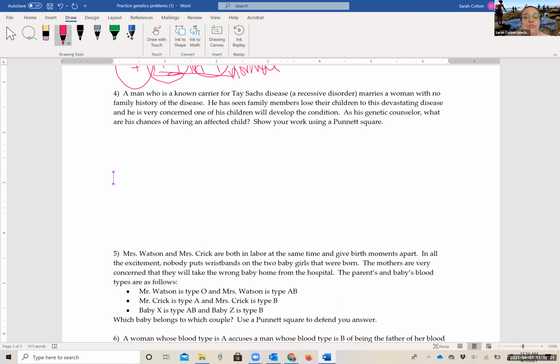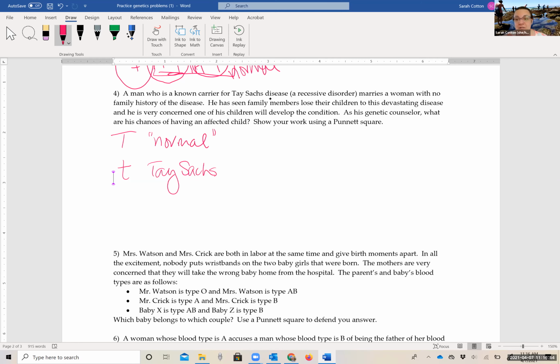The first one is that Tay-Sachs disease is a recessive disorder. So once again, I'm just going to use T standing for Tay-Sachs, but since it's a recessive disorder, we have to use the little t to represent that disorder. And the big T is normal.